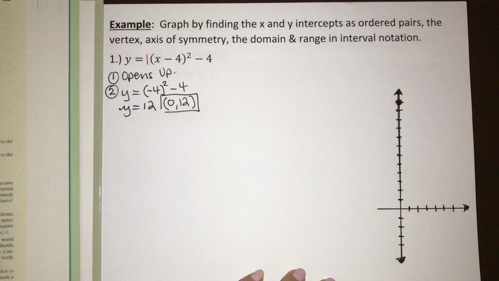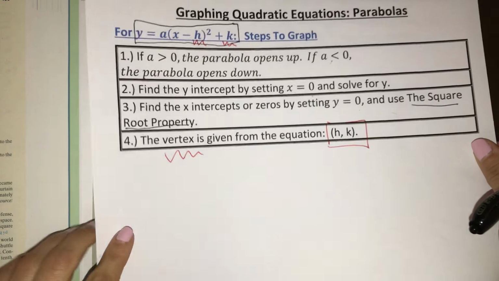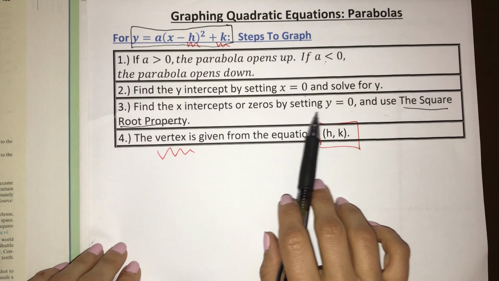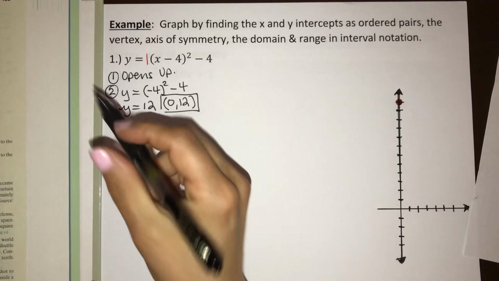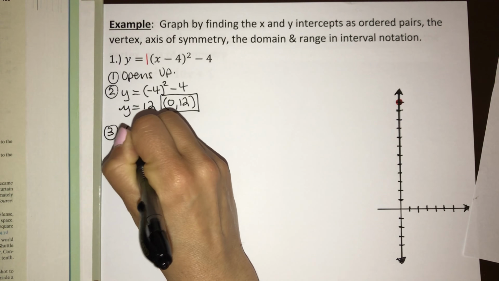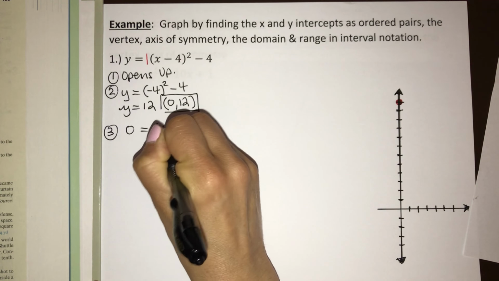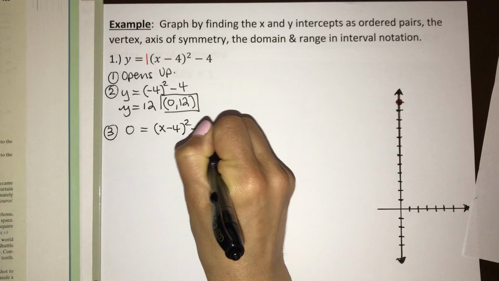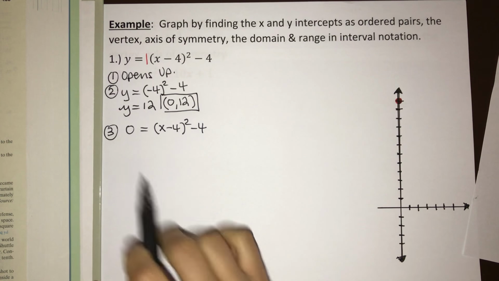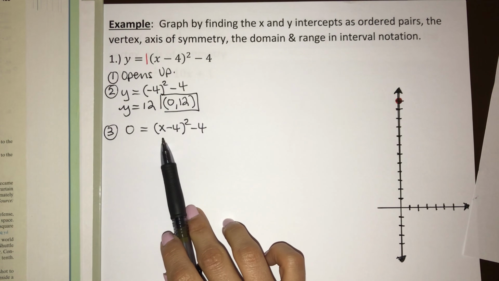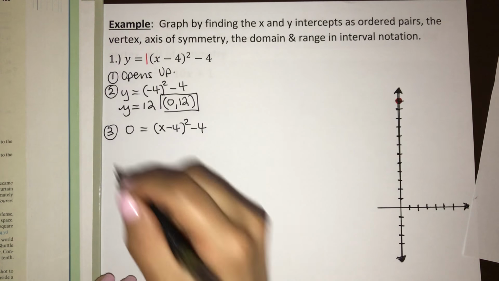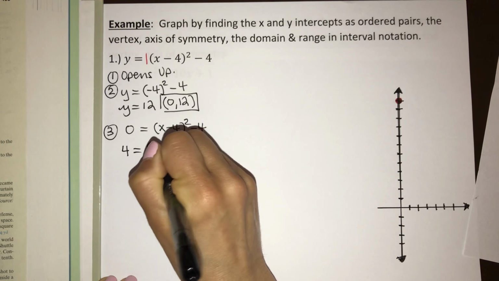The third step is to find the x-intercepts by setting y equal to 0, using the square root property. So y equals 0. When you do this, you'll see that the equation looks exactly like what we have done before when we learned the square root property. For this type of equation, the easiest way to solve it is to isolate the part that's squared by adding 4 to both sides. This would be the fastest way to do it.